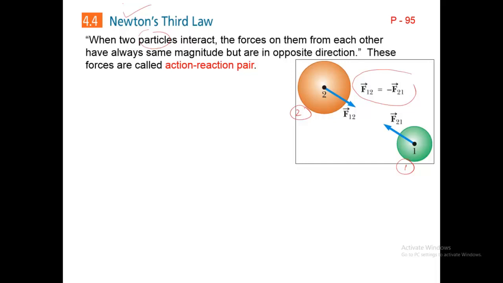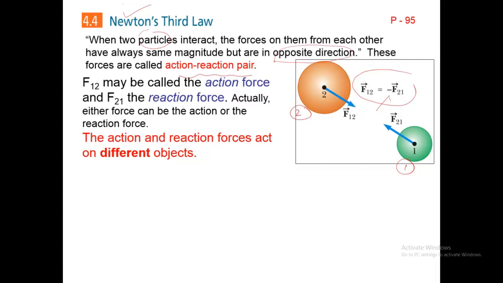The magnitude is the same, but you see this negative sign? The negative sign shows that they are in the opposite direction. So both objects apply the same magnitude of force on each other, but the direction of the force is opposite, right? We call it an action-reaction pair. Once you apply a force on one object, that is the action, and that object will apply the same magnitude of force on the other, but in the opposite direction. That's why we call it an action-reaction pair.